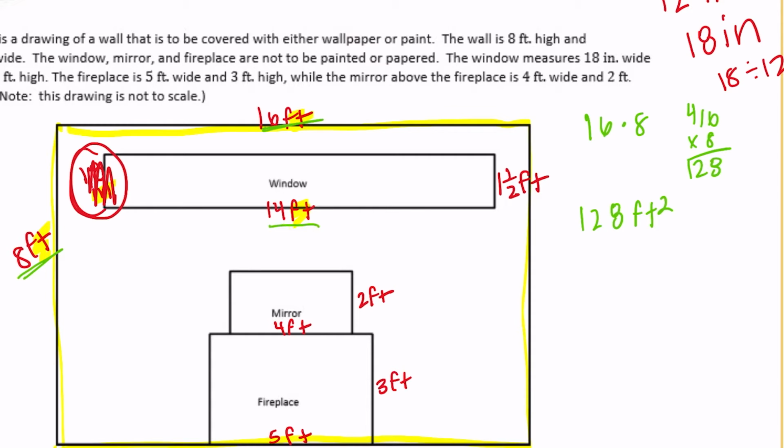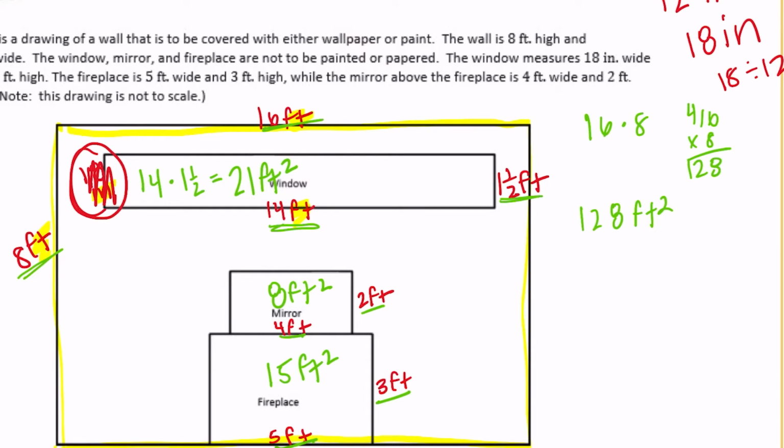So the window is 14 feet by 1.5 feet. So 14 times 1.5 would be equal to, let's see, 14 times 1 is 14, 14 times a half is 7. So 14 plus 7 would be 21 feet squared. The mirror is 4 feet by 2 feet, so that would be 8 feet squared. And the fireplace, 5 feet by 3 feet, is 15 feet squared.